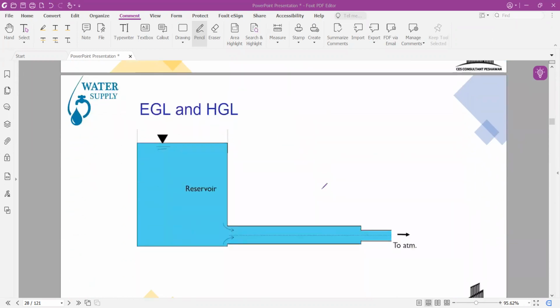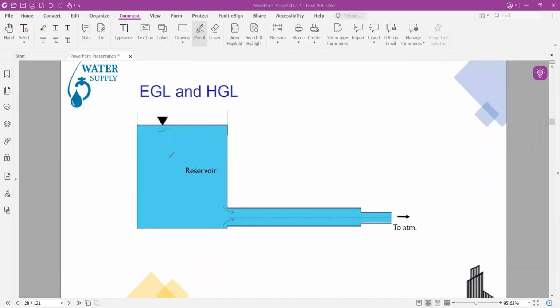So we will create an energy grade line and hydraulic grade line. For this example, consider a reservoir having water at an infinite level, such that when water flows into the pipe, the change in elevation of the water surface is negligible.